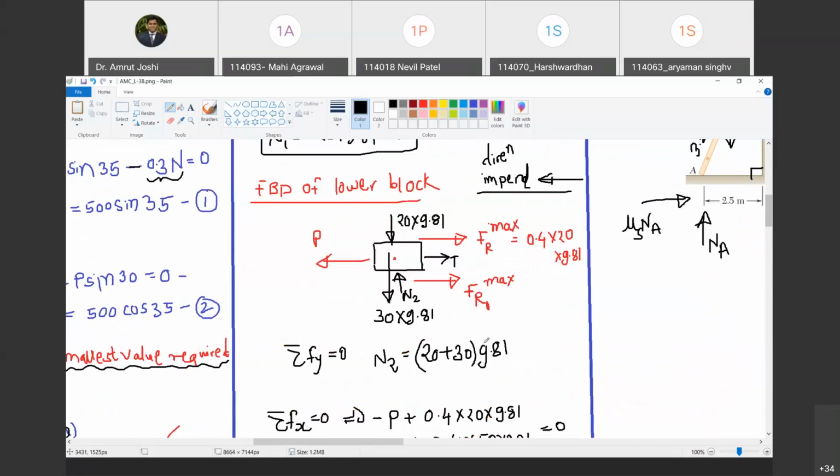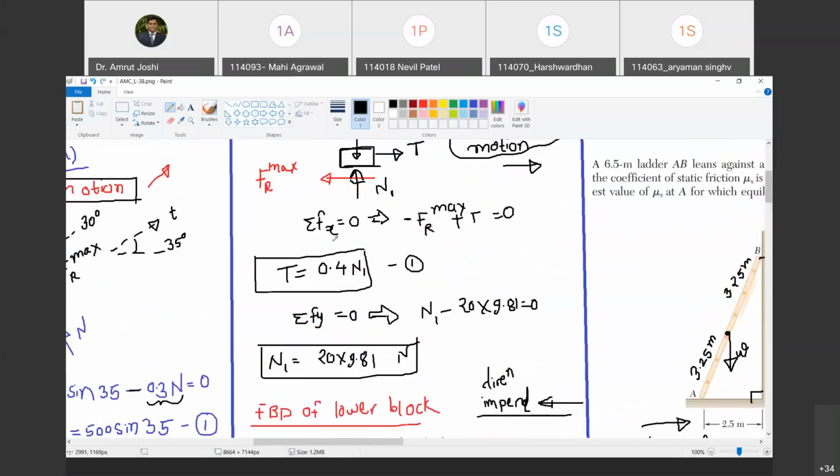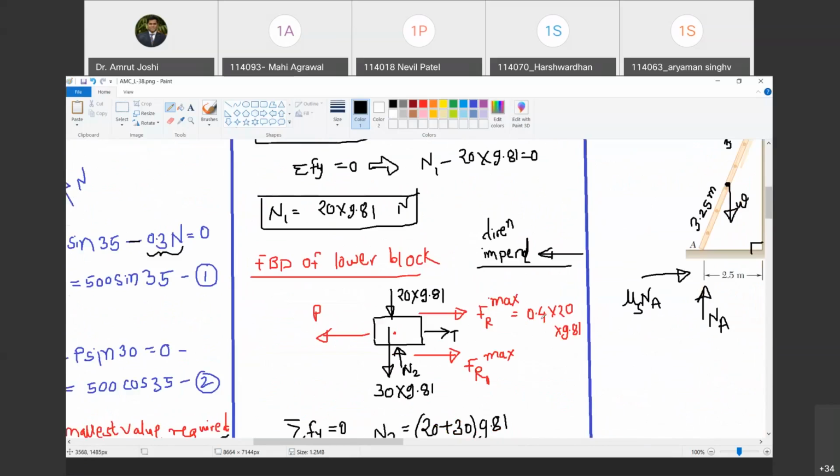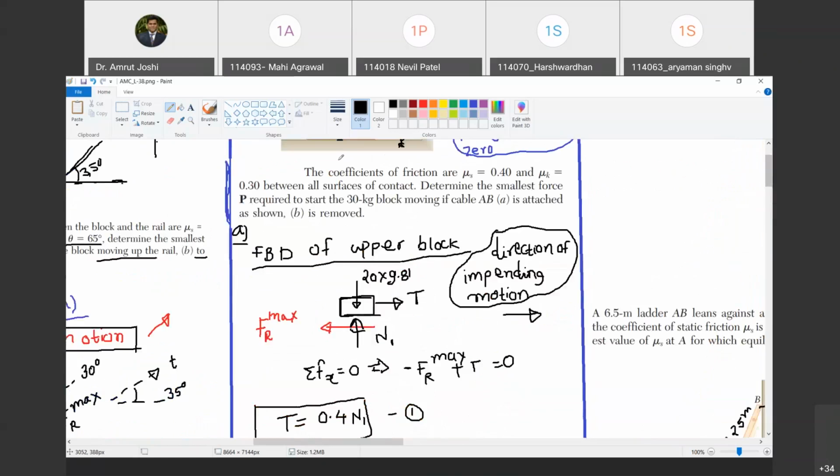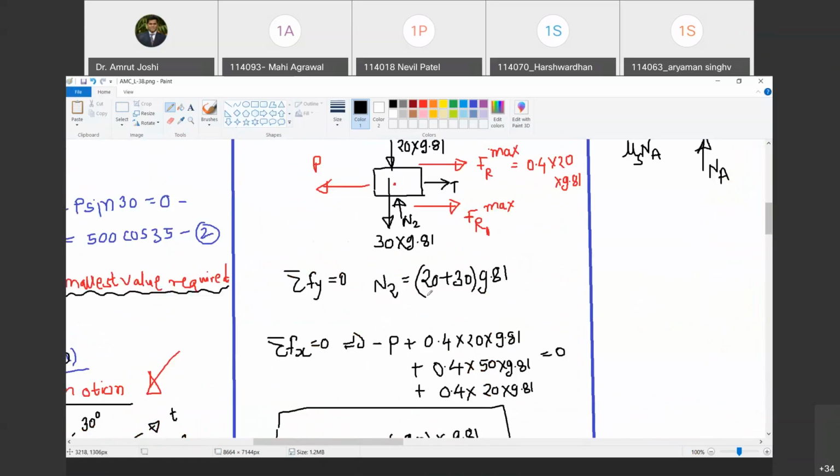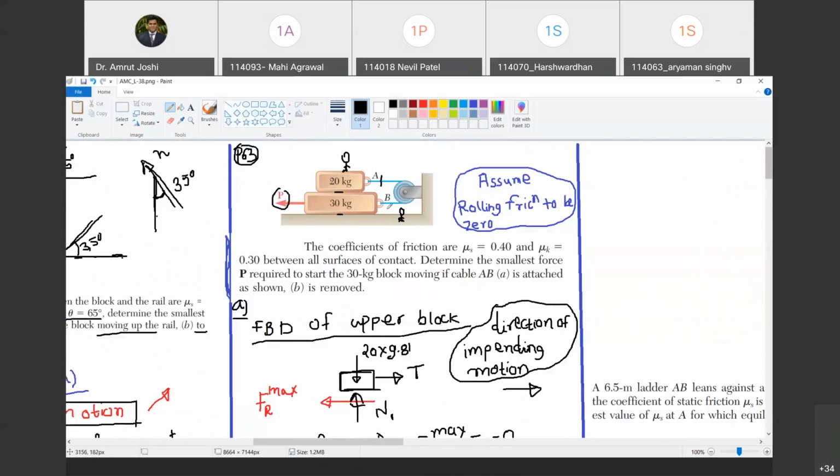It is going to be different than FR max. What is FR max? That we have already evaluated in the previous diagram. What is the value? Tell me. 0.4 times N1. 0.4 times 20 into 9.81. Happy? Yes, sir. Now, this FR1 max will be how much? That will be equal to 0.4 times N2, where N2 is the normal reaction offered by this floor on a block of 30 kg. Do you agree with me? Yes, sir. And you are also going to cut this string here because string is external to the block and it must be pulling the block with amount tension T. Do you agree with me?